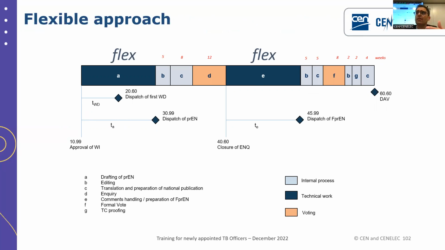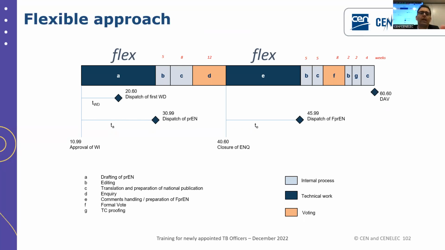With a flexible approach, the idea is that the TCs will still have 68 weeks to draft the standards, but as a TC, you can decide how much time you want for stage A to draft the standard and stage E to handle the comments after the inquiry. There are basically two important rules. You cannot allocate as much time as you want. For stage A, the minimum time is 1 week, and for stage E, the minimum time is 6 weeks.